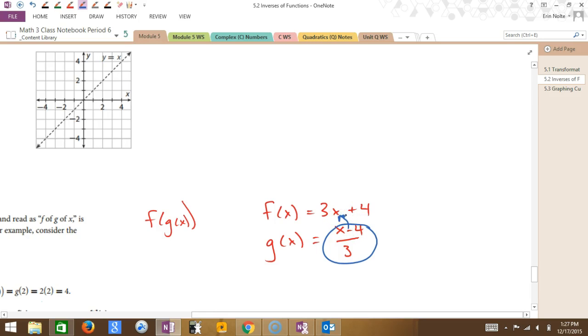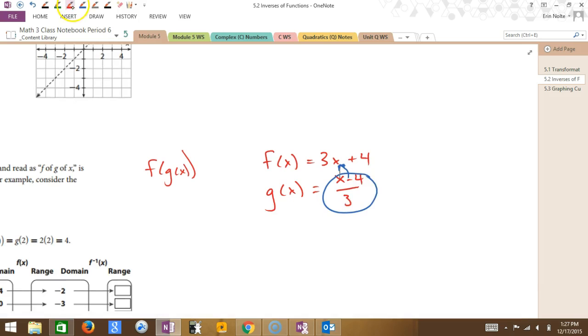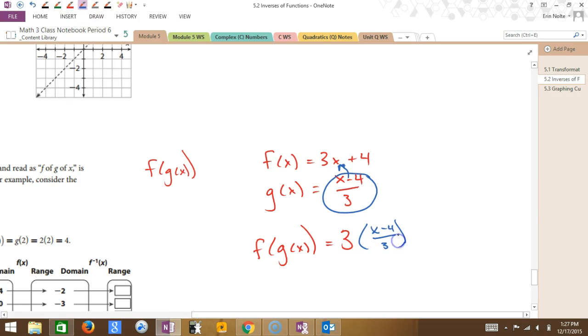So that means when I go to write the x, I'm going to replace it with this whole blue piece. So it's going to look like this. F of g of x is 3, watch how I'm going to color code this even, x minus 4 over 3 plus 4. Did everybody see that? So I just plugged it in. Good? Follow? Okay, so now if I simplify this, what can I do first thing?